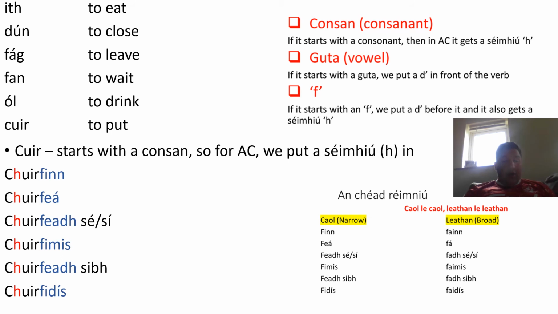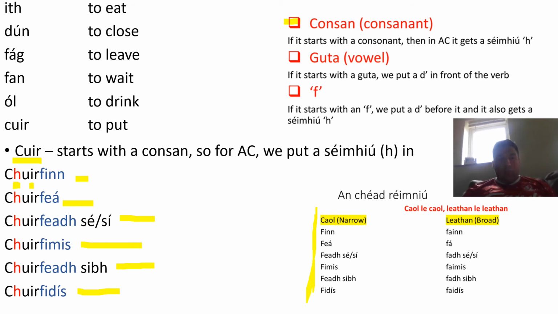So this is similar then. We have cuir, C-U-I-R, starts with a consonant, so it has to get a séimhiú. And then you look over here, you get your endings for the caol, because the last vowel is an I. So I or E, caol. Then you have your endings, chuirfinn, chuirfeá, chuirfeadh sé, chuirfeadh sí, chuirfimis, chuirfeadh sibh, chuirfidís. Okay, so I always say "hin" or "hé" at the end of these, just to make a clear difference between the Aimsir Chaite and the Modh Coinníollach.